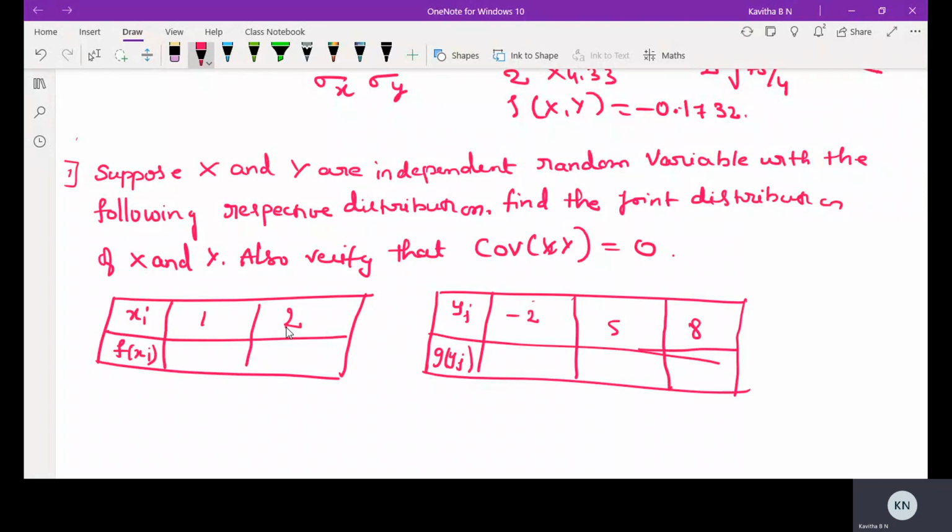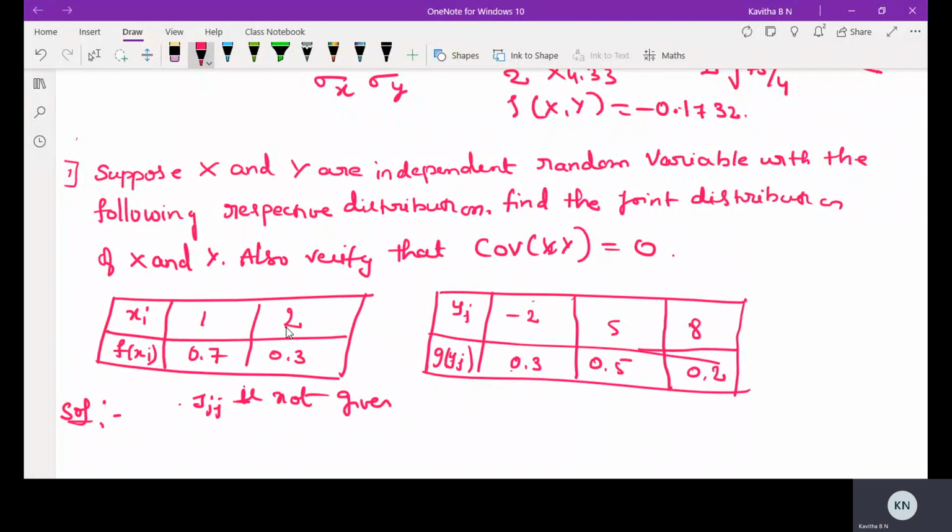Okay, here f of x_i is 0.7, 0.3. g of y_j is 0.3, 0.5, 0.2. In this problem, the marginal distributions are given. Observe here, the joint distribution is not given, so we need to find J11, J12, J13, J21, J22, J23.